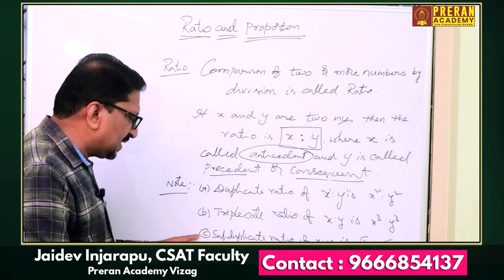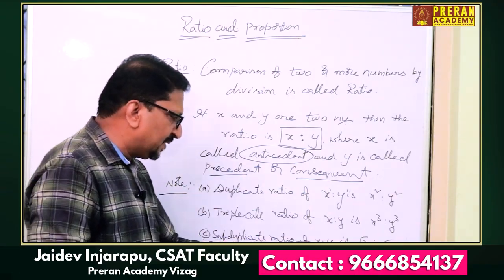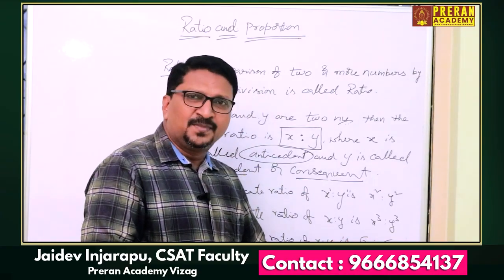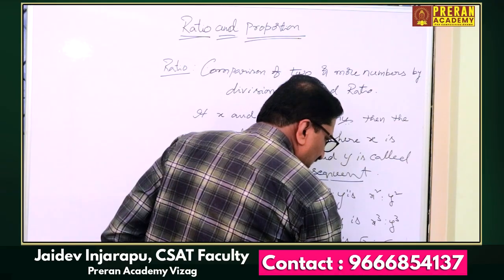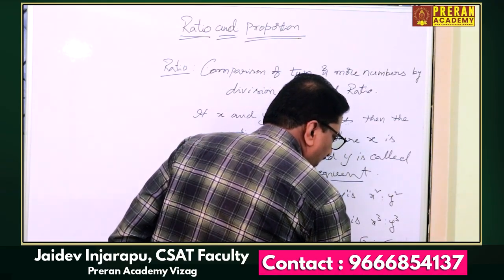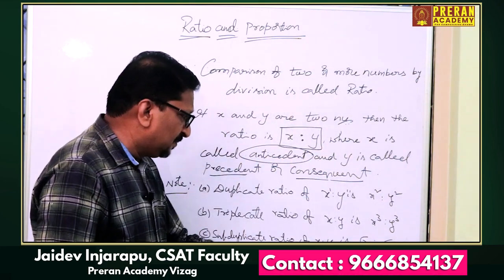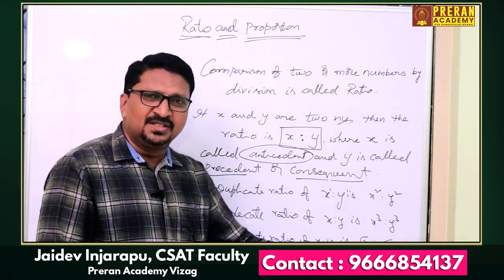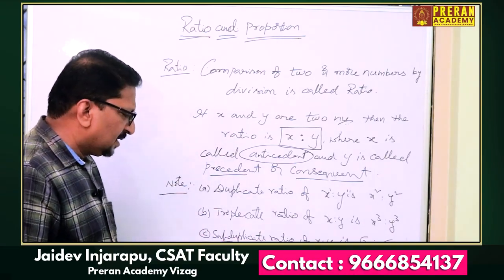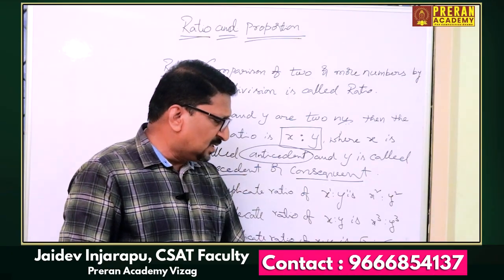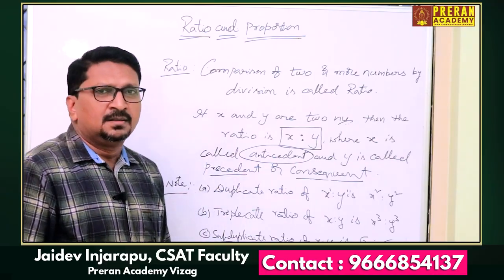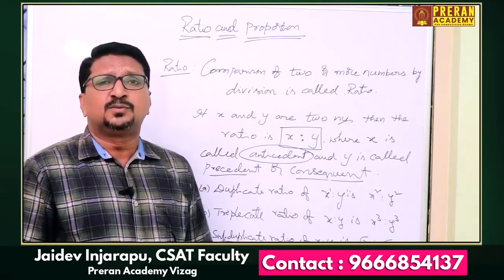But when it comes to the third case, the subduplicate ratio of x is to y is root x is to root y. As we know, root x means x to the power of 1 by 2 is to y to the power of 1 by 2. That means the power has reduced here. That's the reason we are saying subduplicate. Similarly, the subtriplicate ratio of x is to y is cube root of x is to cube root of y. So these are the fundamentals we have to remember.